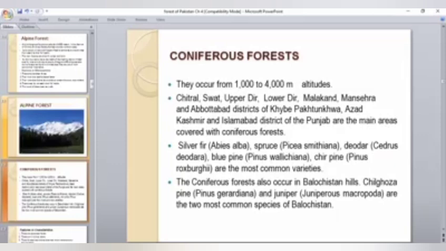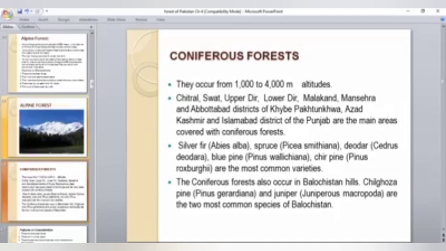Coniferous forest. Next is coniferous. They occur from 1,000 to 4,000 meter altitude. Chitral, Swat, Upper Dir, Lower Dir, Malakand, Mansehra, and Abbottabad districts of Khyber Pakhtunkhwa, Azad Kashmir and Islamabad district of Punjab are the main areas covered with coniferous forest. Silver fir, spruce, deodar, blue pine, and chir pine are the most common varieties.